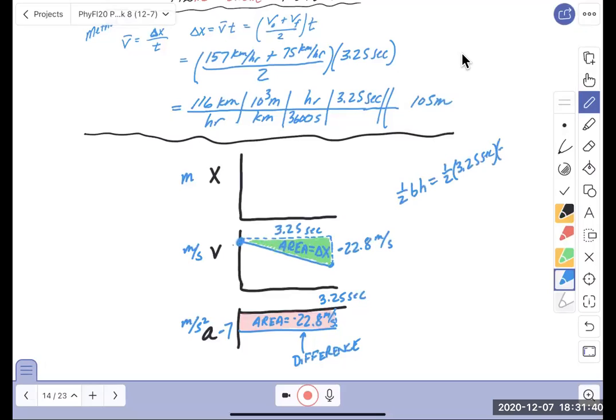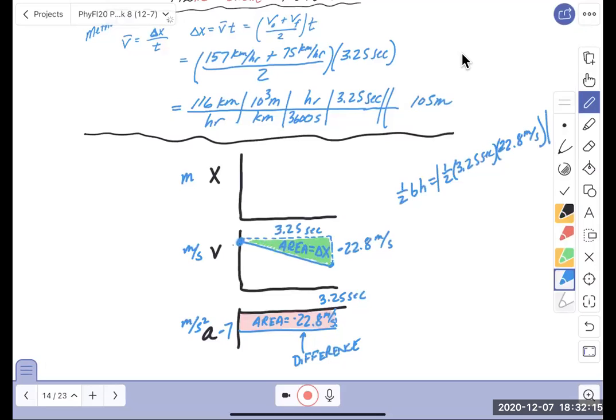I know I'm in the first quadrant, so I know it's positive. 22.8 meters per second. I know it dropped, but I'm still in the first quadrant, so my velocity never went negative. So that's interesting. It's sort of like the absolute value in that case. Can't always say that, but if it's in the first quadrant, it's like absolute value. So I'm just going to leave it as positive.